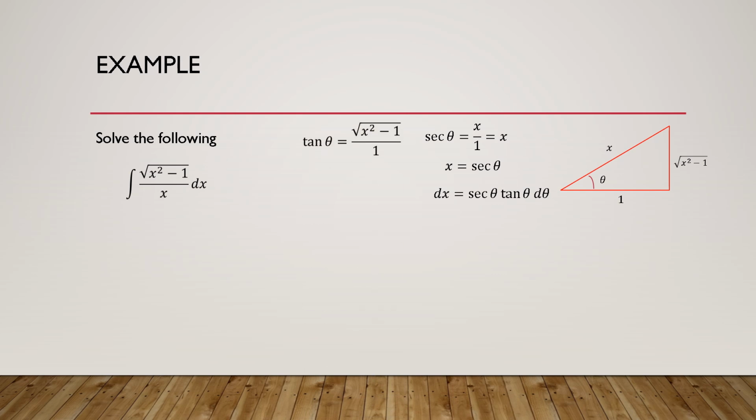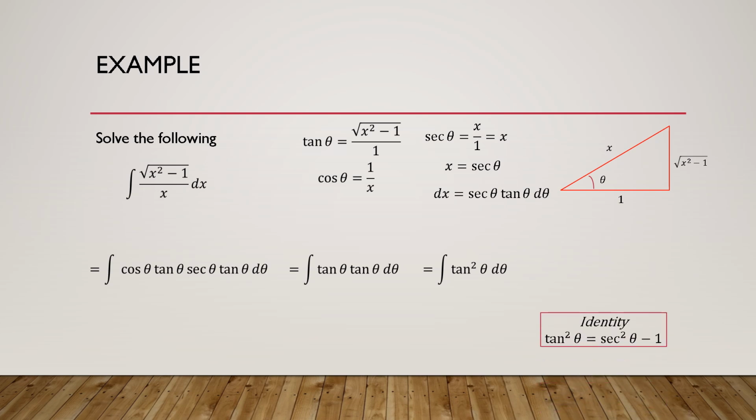Tangent theta equals the square root of x squared minus 1 over 1. We'll also use cosine theta. Since we have an x in the denominator, cosine theta will equal 1 over x. Next, we substitute to get the integral of cosine theta times tangent theta times secant theta times tangent theta d theta. We can simplify cosine theta times secant theta equals 1, then combine the two remaining tangent thetas to get the simplified integral of tangent squared theta d theta.